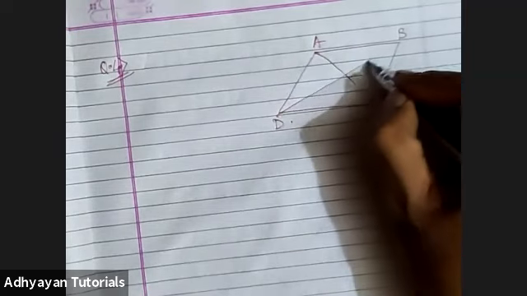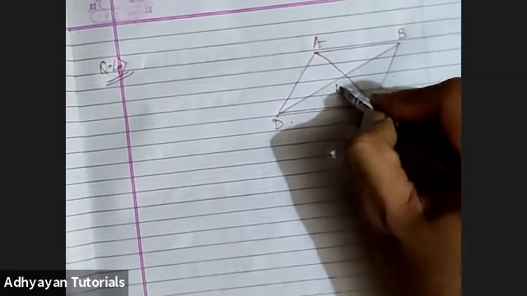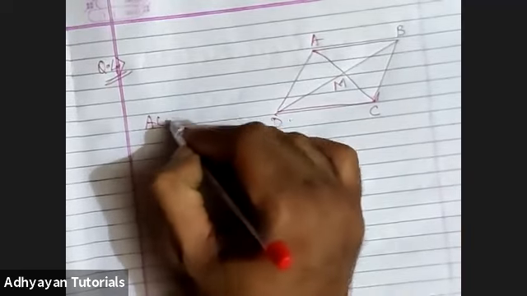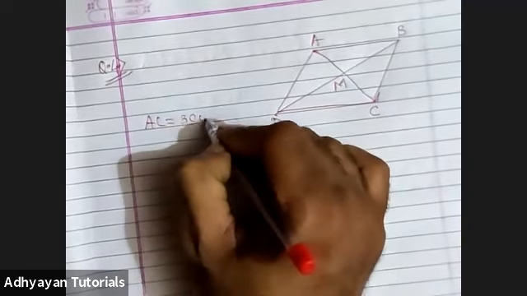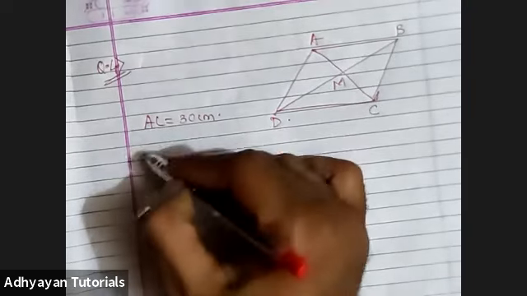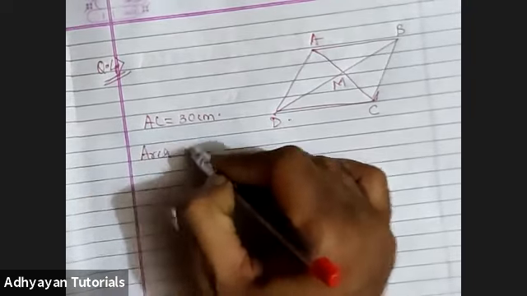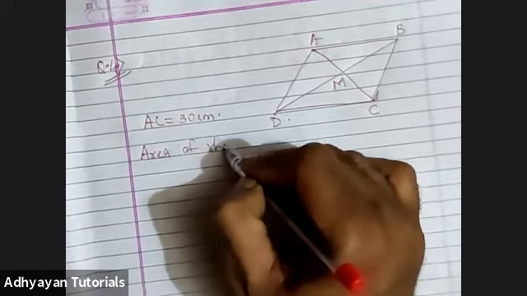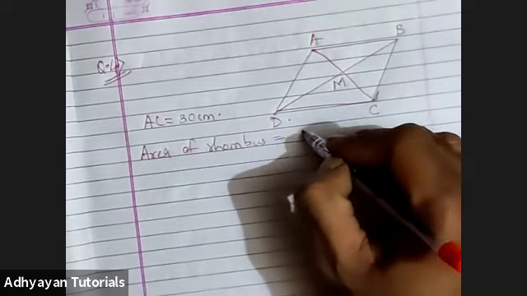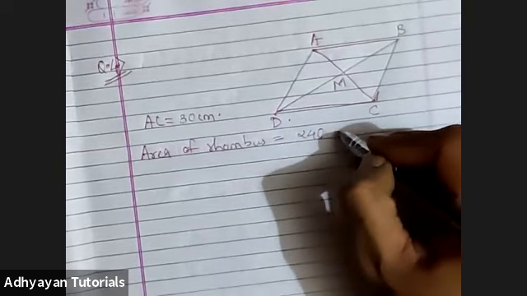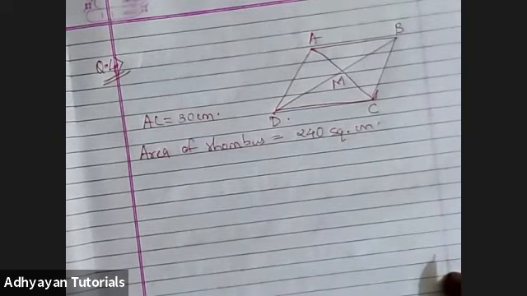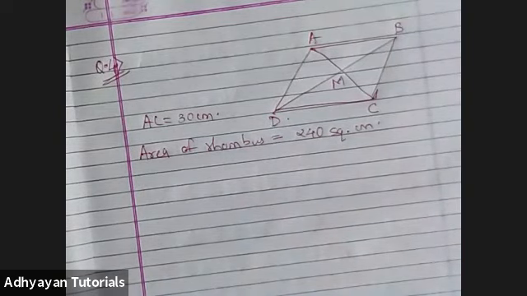So कोई तो एक diagonal का length 30 दिया है. Let's say AC का value 30 centimeter given है, right? And area of this rhombus is 240 square centimeter. And they have asked us to find its perimeter.